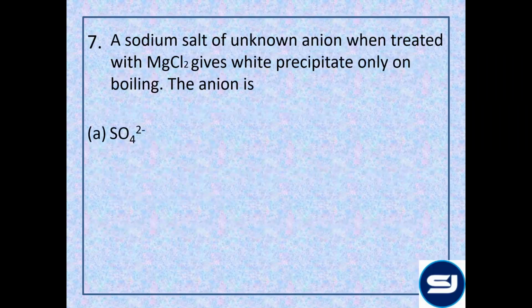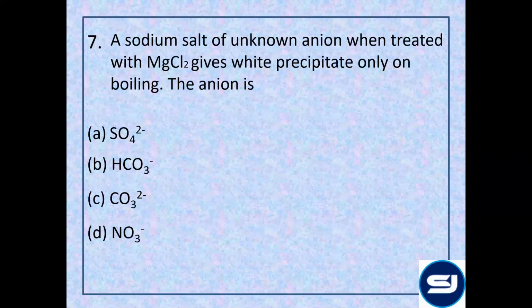A sodium salt of unknown anion when treated with MgCl2 gives a white precipitate only on boiling. The anion is, किसी का सोडियम सॉल्ट है जो MgCl2 के साथ रिएक्ट करके व्हाइट पीपीटी दे रहा है ओनली ऑन बॉइलिंग. कैन इट बी सोडियम का सल्फेट, सोडियम का बाइकार्बोनेट, सोडियम कार्बोनेट या सोडियम का नाइट्रेट?